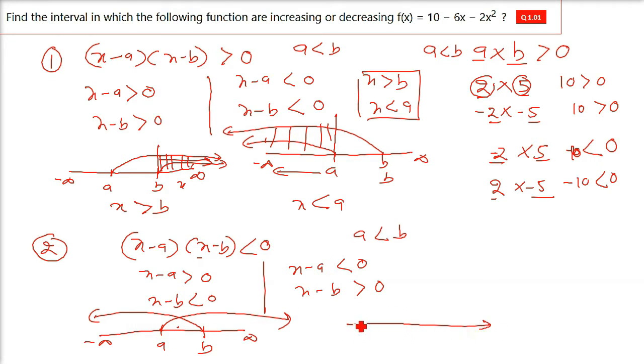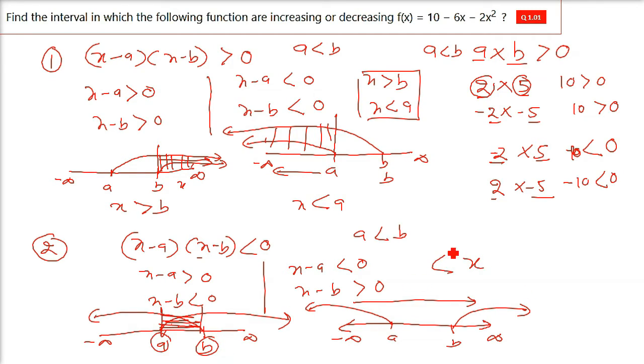x minus a is less than 0 and x minus b is greater than 0. So we have this number line. We have this minus infinity to infinity, and x minus a less than 0 means anything which is less than a, all the values less than a, and anything which is greater than b. So we always take the common point. So what is the common point here? If you combine, only values which are between a and b are the solution for all this, right? In the first part we saw x greater than b and x less than a is the common solution.